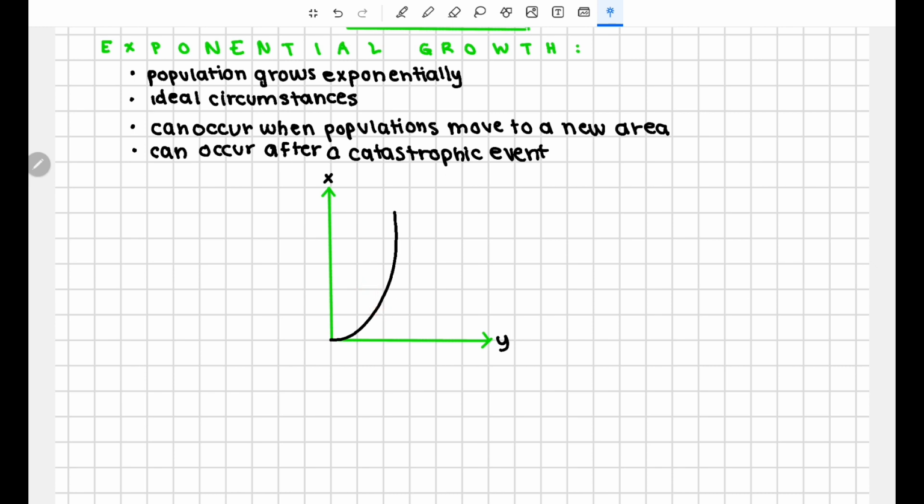The population is growing exponentially. There's ideal circumstances, no limits to your growth. And then when we start to get the more straighter line, that's when you see it's starting to level off. It's starting to reach a limit where it can't support anything more. And that limit is actually very specific. When we talk about ecology, we call that number the carrying capacity.